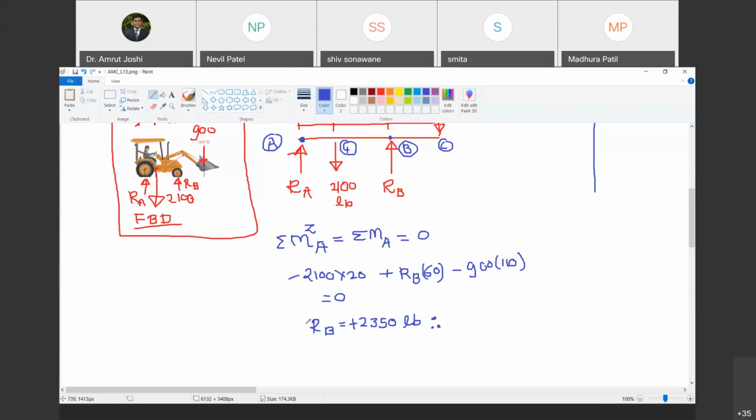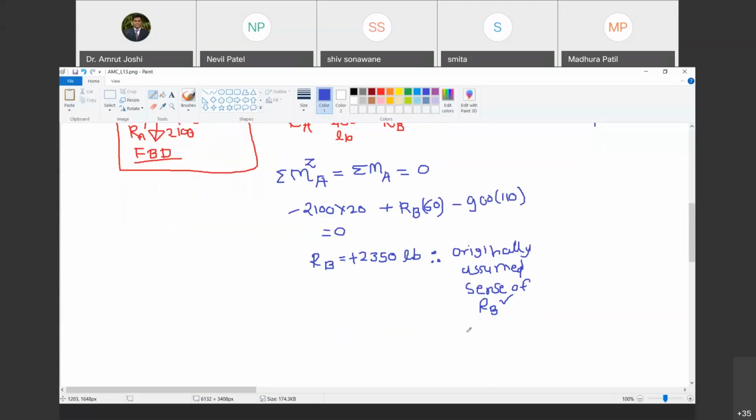इसका मतलब ये नहीं है कि वो पॉजिटिव y या नेगेटिव y डायरेक्शन में. It has nothing to do with that. Positive sign here indicates that the originally assumed sense of RB is correct. Therefore, I will state that here for the first problem: originally assumed sense or direction of RB is correct. Are you with me? Yes, sir. This is the interpretation. And therefore, originally assumed sense was upward, therefore it is upward.